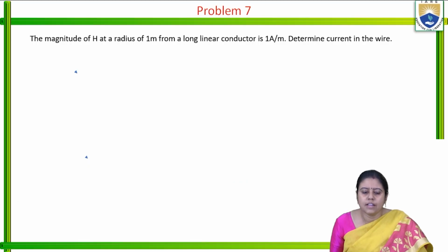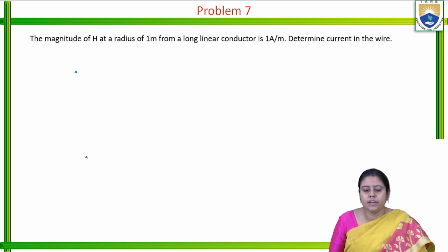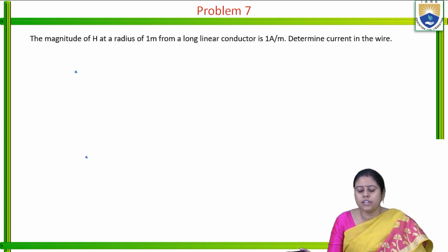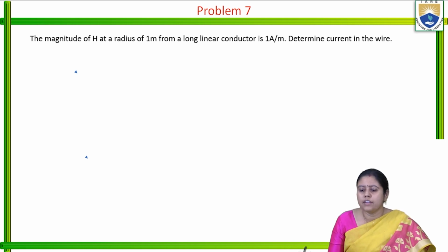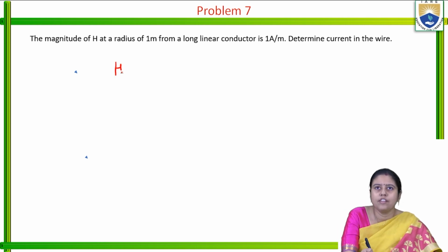Next, we will discuss problem number 7. What is problem number 7? The magnitude of H at a radius of 1 meter from a long linear conductor is 1 ampere per meter. Calculate the current in the wire. So this is a very small problem.